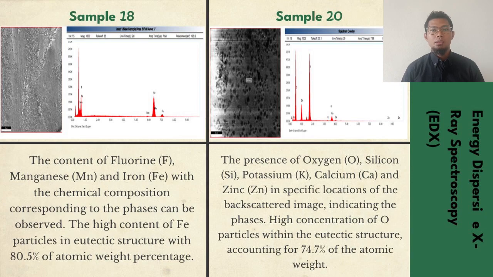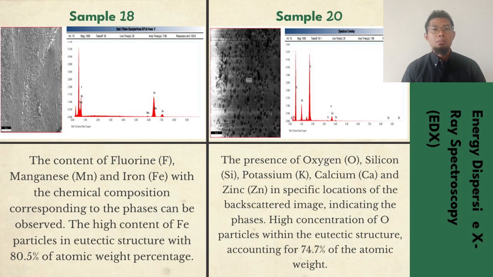For the next result, I will explain the result from energy dispersive X-ray spectroscopy, which is EDX. As we can see in the figure, in sample 18, the content of fluorine, manganese, and iron with the chemical composition corresponding to the phases can be observed. There is a high content of Fe particles in the eutectic structure, with 0.5% atomic weight percentage.